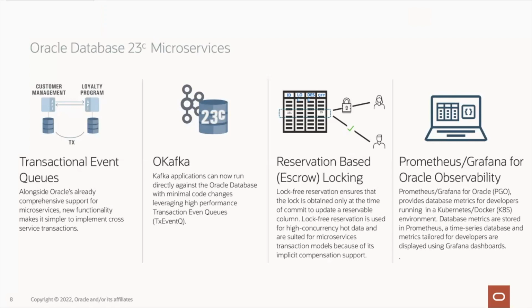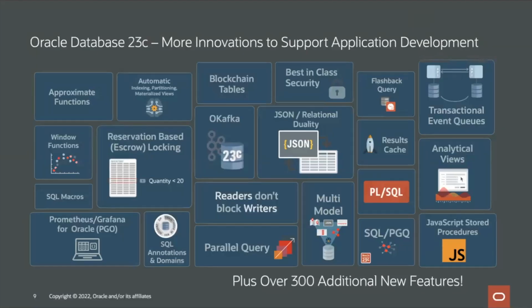And Prometheus Grafana for Oracle, or PGO, provides observability into a wide variety of database metrics geared toward developers. While these features are not limited to microservice-based architectures only, they can radically simplify distributed application development, which is the theme of this session. But it doesn't stop there.